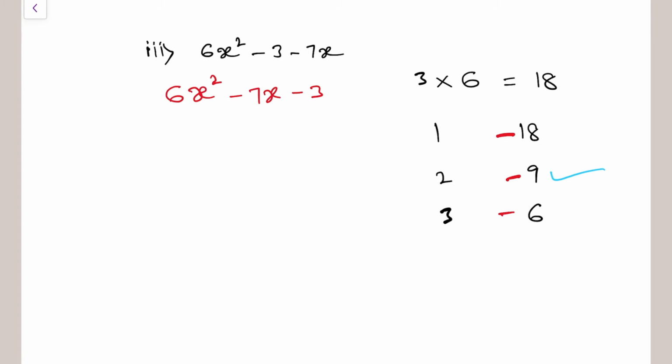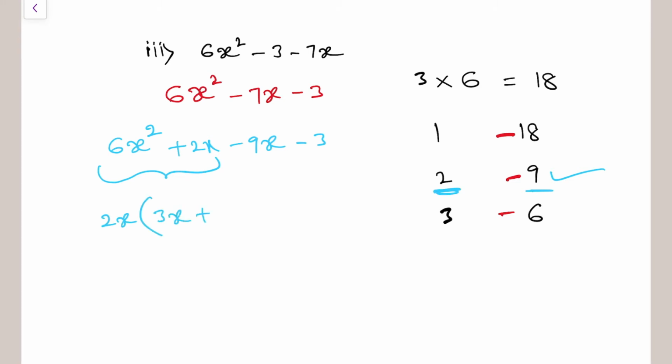Write the first term 6x square as it is. Minus 7x should be replaced with plus 2x, minus 9x. Minus 3 as it is. From the first and the second terms we can take out 2x common, then remains with 3x plus 1.